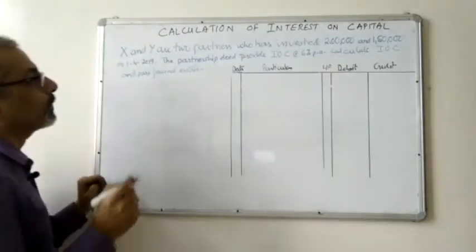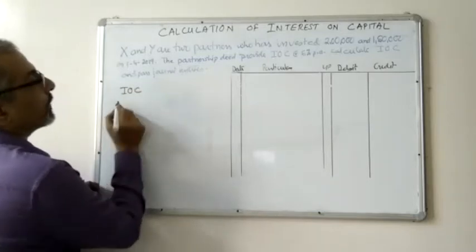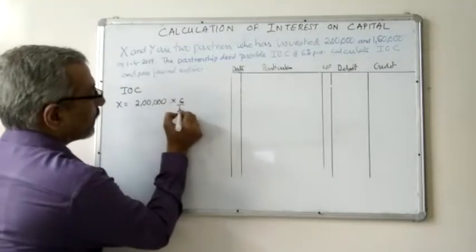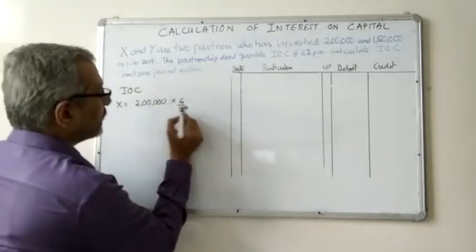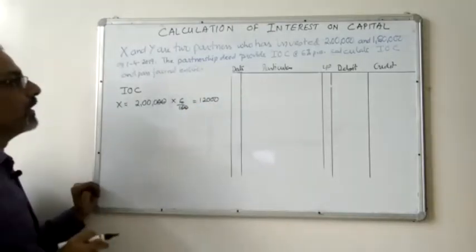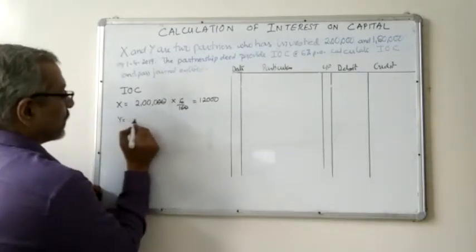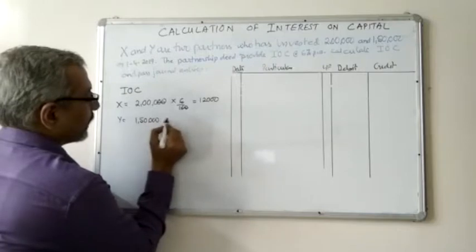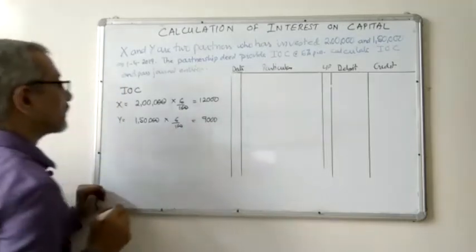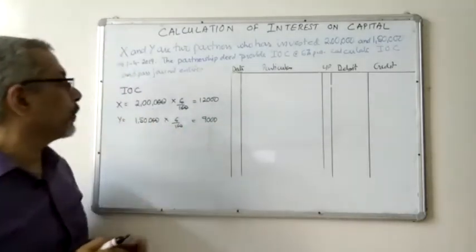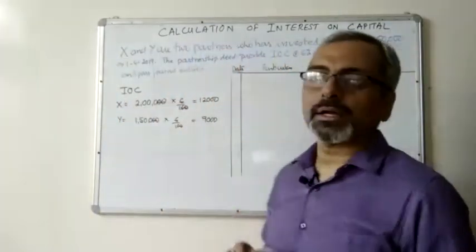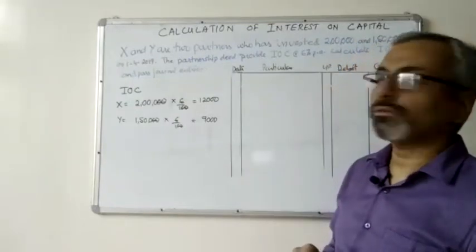Now step number 1, calculation of interest on capital. Interest on capital of X, we are calculating 2 lakh into 6 by 100. Why? Because the money has stayed in the business for the entire year. So it is 12,000. And the next thing is for Y, 1,50,000 into 6 by 100, that is 9,000. So you can see that the interest on capital on 2 lakh is 12,000 and on 1,50,000 is 9,000. So you can see that 12,000 and 9,000 is the interest on capital.